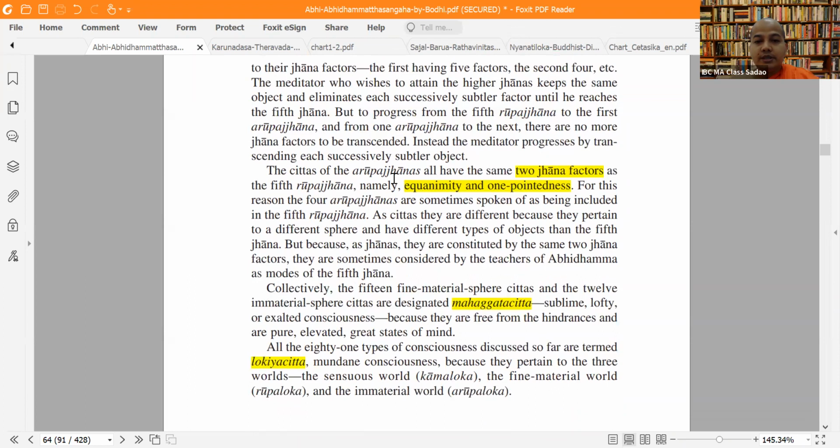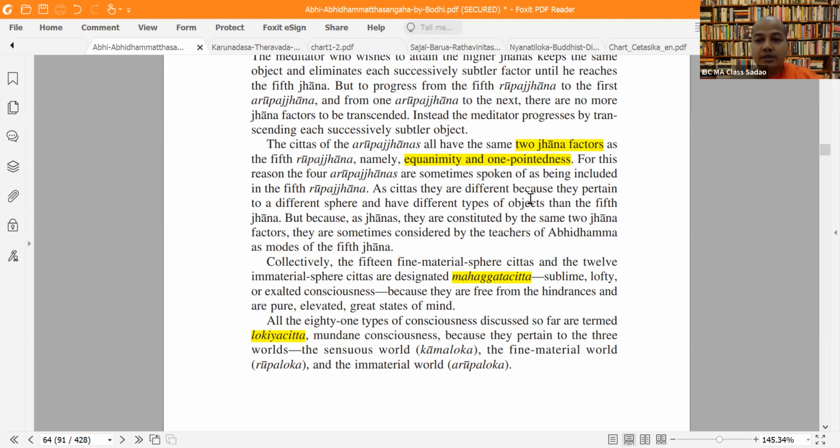The chittas of the arupa jhanas all have the same two jhana factors. What are the two jhana factors? Upekkha and ekaggata are the jhana factors, namely equanimity and one-pointedness. For this reason, the four arupa jhanas are sometimes spoken of as being included in the fifth rupa jhana. We have discussed it earlier, right? Yeah, kind of an extension to that fifth rupa jhana also.